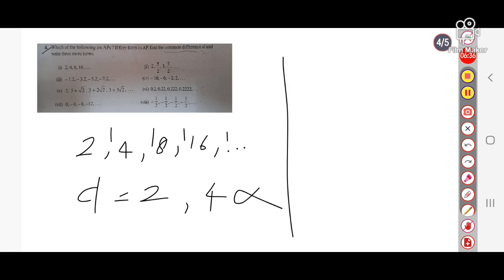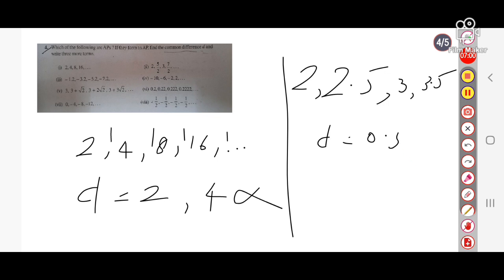That's it. The second subdivision: 2, 5 by 2, 3, 7 by 2 and it goes on, right? For simplification we write 5 by 2 as 2.5, we just divide it, and the next is 3, then 7 by 2 will be 3.5. Yes, it forms an AP of common difference 0.5, because it increases by 0.5, right? D will be equal to 0.5.